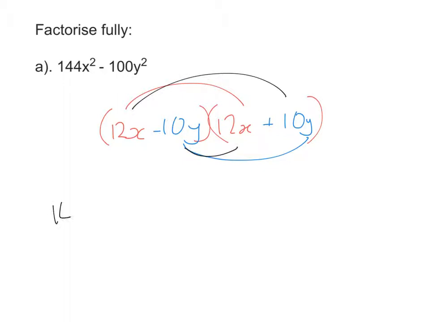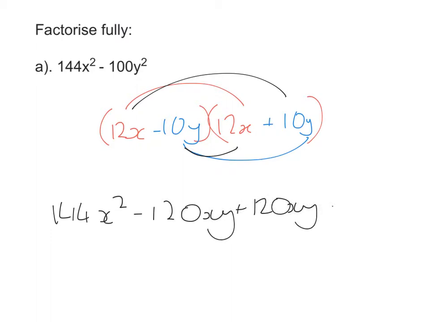Let's just double check that, finish the Krabby Claw off. So it's going to be 144x squared minus 120xy plus 120xy minus 100y squared. These in the middle cancel out to be left with this.